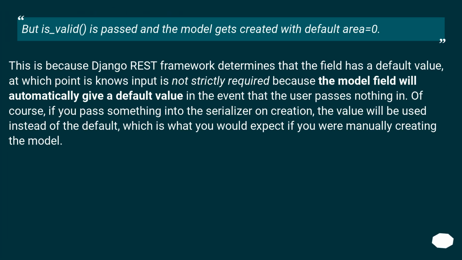But is_valid passes and the model gets created with the default area equals 0. This is because Django REST Framework determines that the field has a default value, at which point the input is not strictly required because the model field will automatically give a default value in the event that the user passes nothing in. Of course, if you pass something into the serializer on creation, the value will be used instead of the default, which is what you would expect if you were manually creating the model.